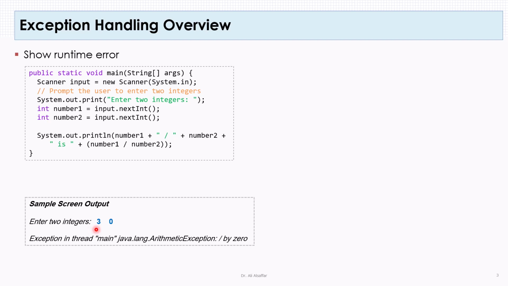If the user enters 3 for the first integer and 0 for the second integer, you know that in Java you cannot divide an integer by 0. Therefore, the program will generate a runtime error as an exception and will show a divide by 0 runtime error message and stop the program from running. The exception has occurred because we are dividing an integer by 0.